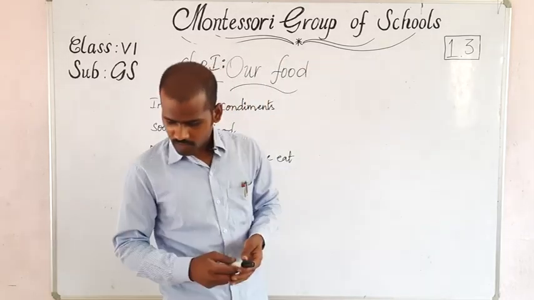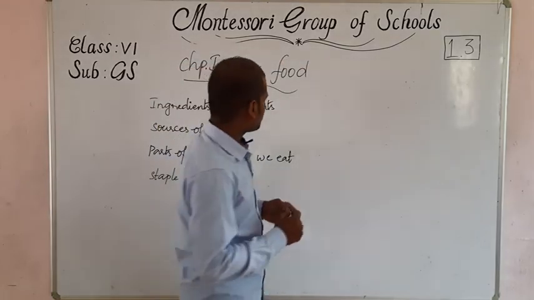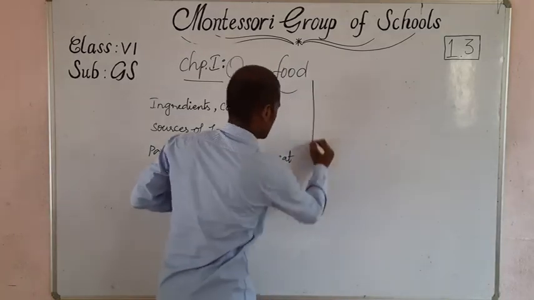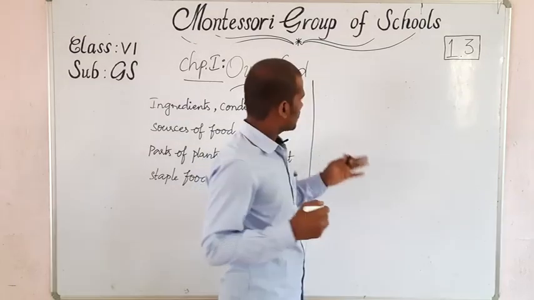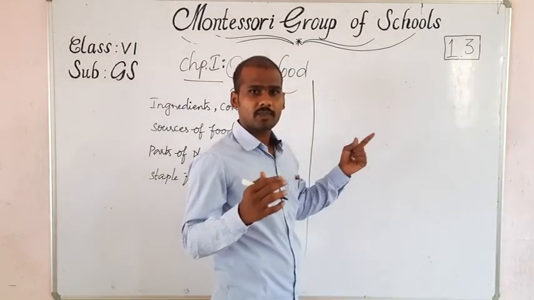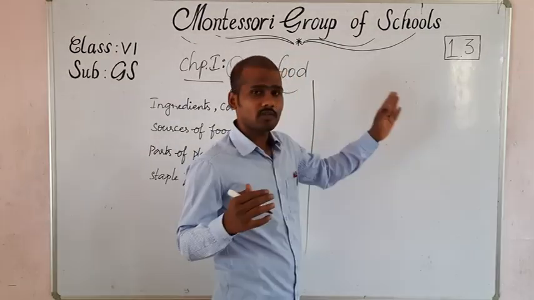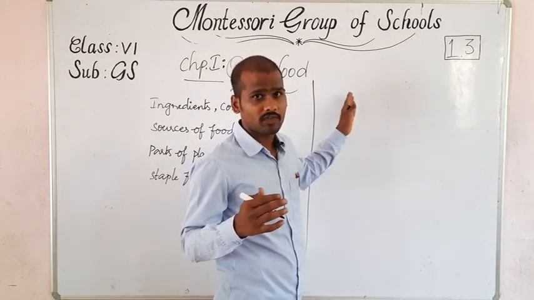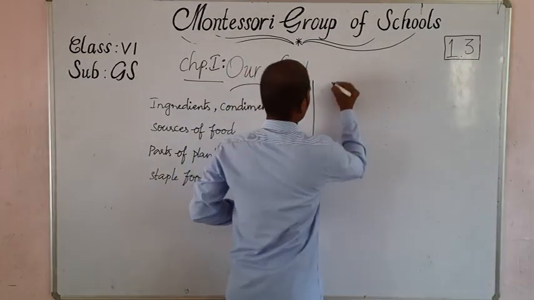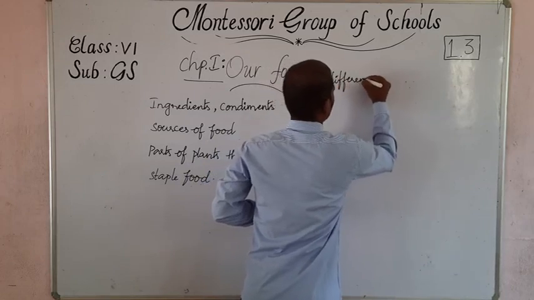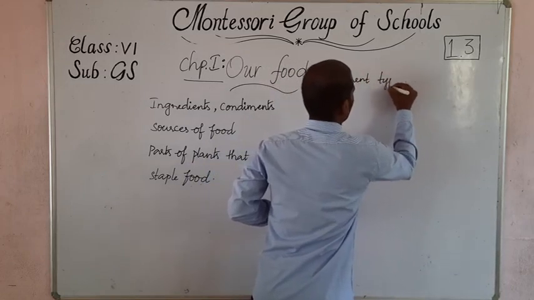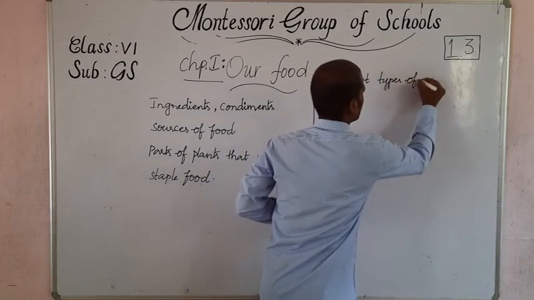So I will give you some of the ways. I will give you different types of ways, and then I will give you examples of those different types. Okay, so here are the different types of cooking food.